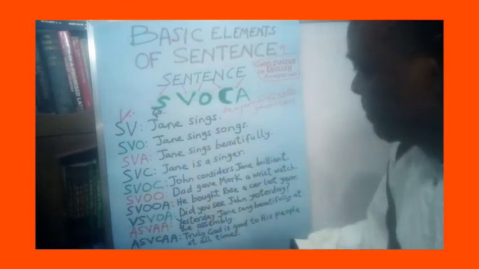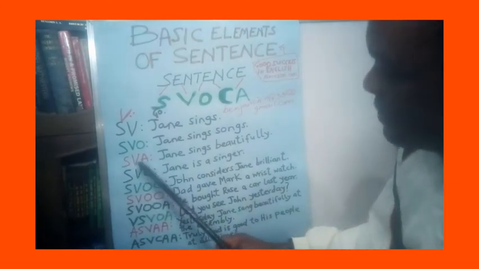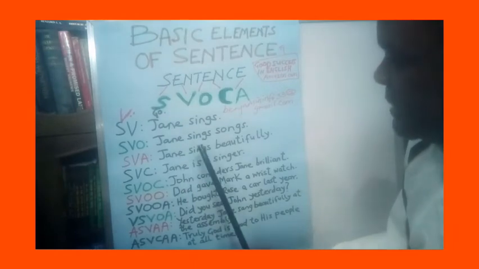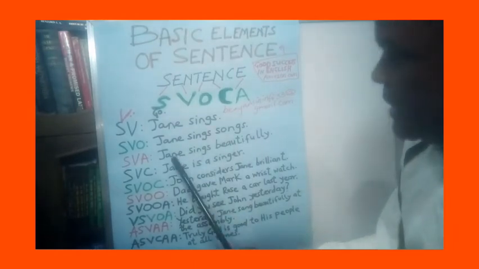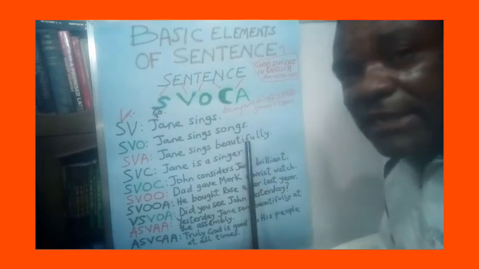and so the object is always the thing or the person being acted upon. Now let's look at the next structure, SVA, which is subject, verb, adjunct. Now Jane sings beautifully. Jane is the subject, sings is the verb, beautifully is the adjunct.